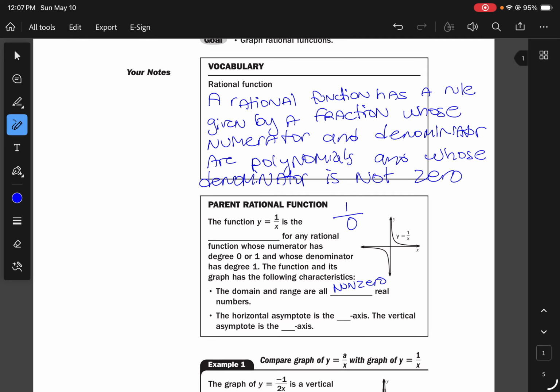1 over x is going to be our parent function for these functions. And the horizontal asymptote is the x-axis, while the vertical asymptote is the y-axis. Now, what do I mean by asymptote? That's like the number where our graph won't touch.